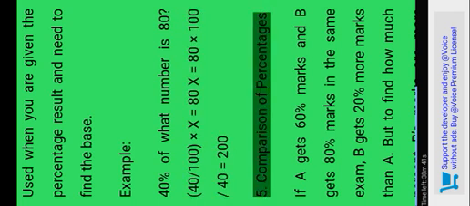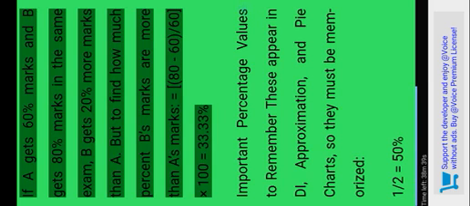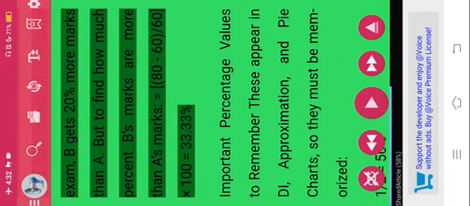5. Comparison of percentages. If A gets 60% marks and B gets 80% marks in the same exam, B gets 20% more marks than A. But to find how much percent B's marks are more than A's marks, equals (80 minus 60) over 60 times 100 equals 33.3%.